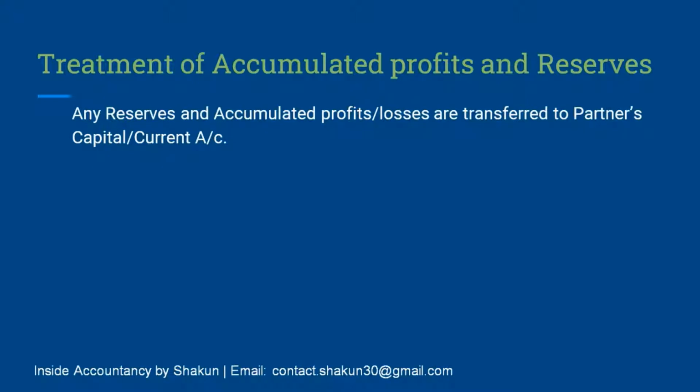Why in the old ratio? Because these reserves and undistributed profits and losses, as on the date of change in profit sharing ratio, were earned before that, before the change. So it all happened before the reconstitution of the firm. That is why they should be distributed in the old ratio.